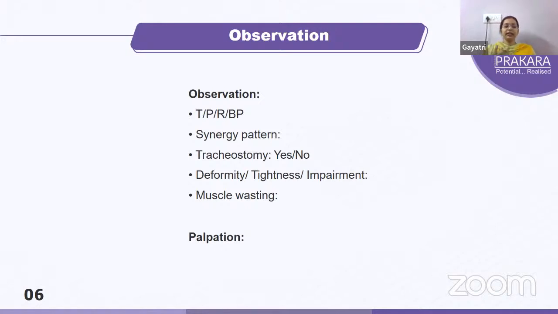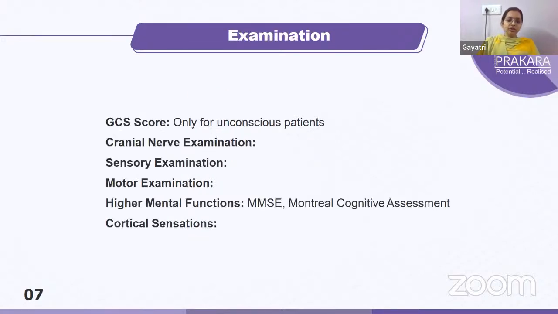I would check skin integrity, muscle tone, any injuries, any tenderness, gradings of tenderness, edema, gradings of edema. I'm not writing all of this because you know all that. These are the usual palpation parameters. There is no special parameter for palpation. Examination, we will first have to see GCS scoring only for unconscious patients.